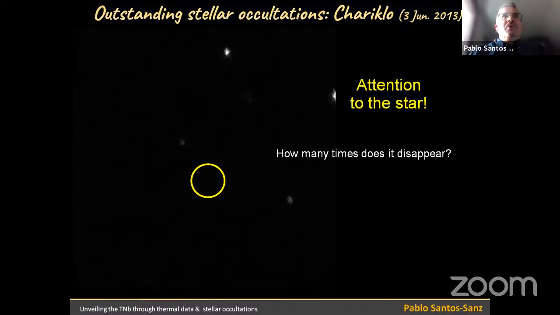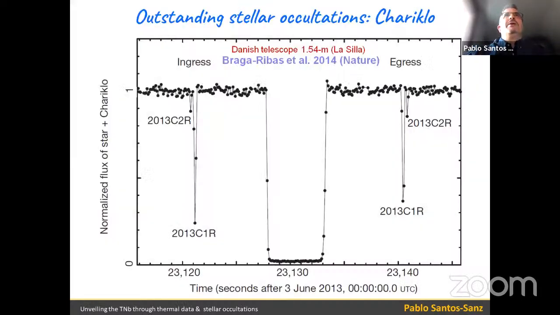So what we are seeing here is this. We are detecting the rings of Chariclo and the body itself. You can see here, these are the short drops, and this is the big one due to the main body, to Chariclo itself. You can see that there are two rings.